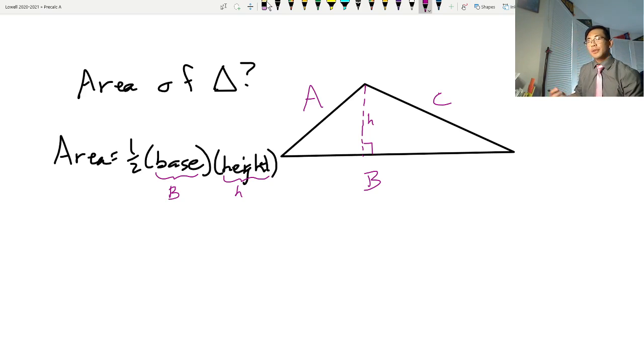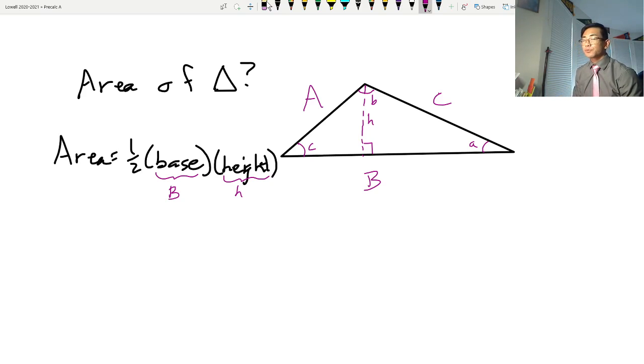So, assuming that I knew the angles, let's throw in some angles here. I'll call the angle down here A, so that's the angle that is opposite the side of length A. This angle over here will be C, and this angle up top will be B, although that's not really relevant right now.